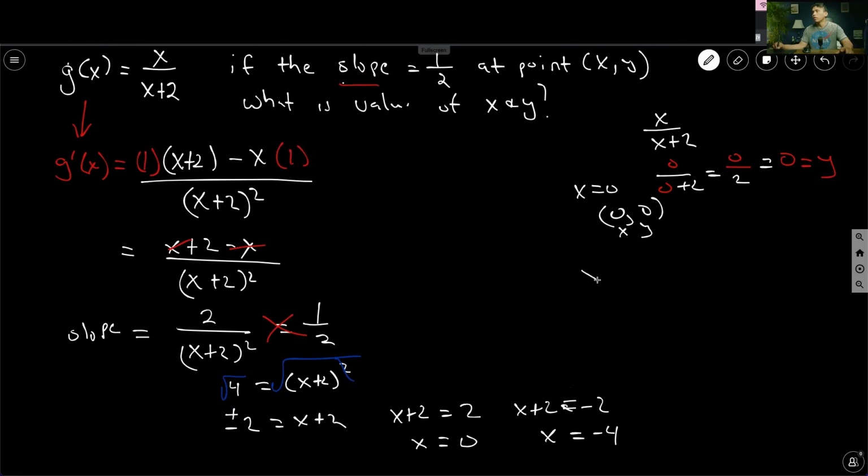In this case, we have x is equal to minus 4. And then we plug in minus 4 over minus 4 plus 2. This equals minus 4 over minus 2, which gives you a positive 2. So the second coordinate is negative 4 for the x, and the y is positive 2. So those are the possible points for this question.